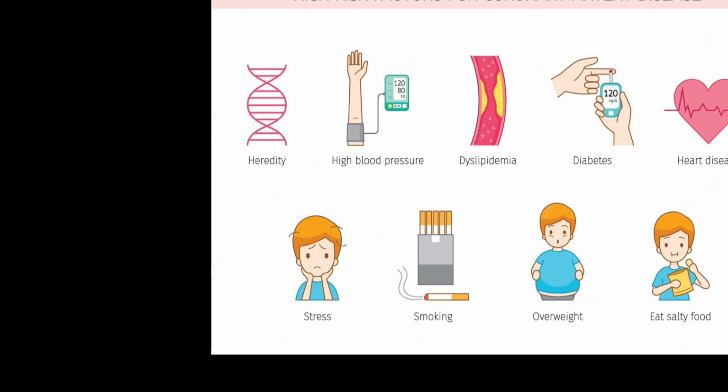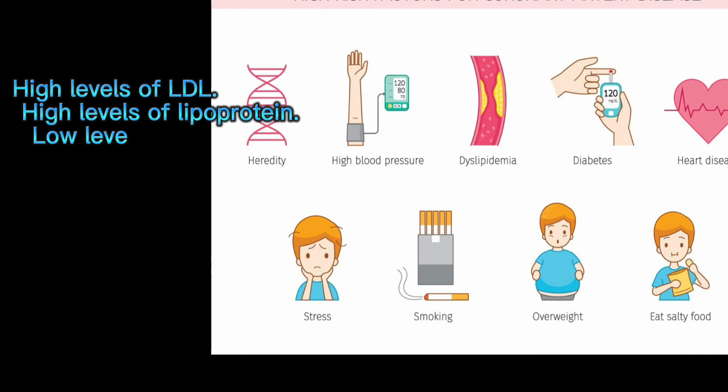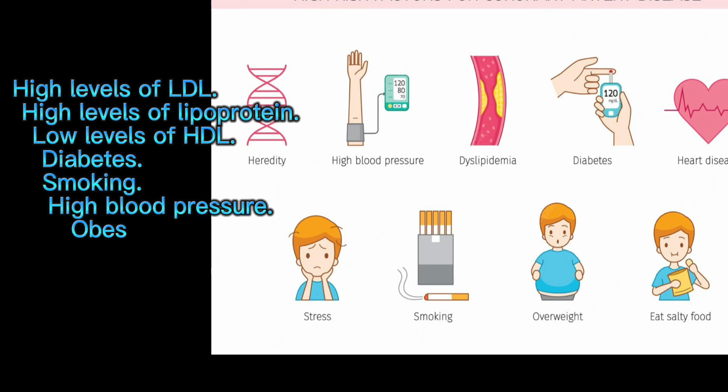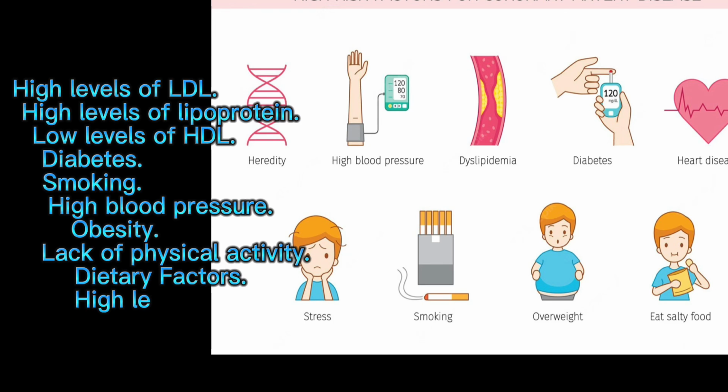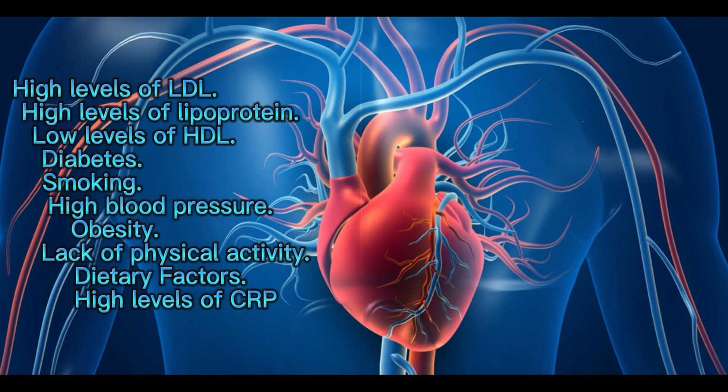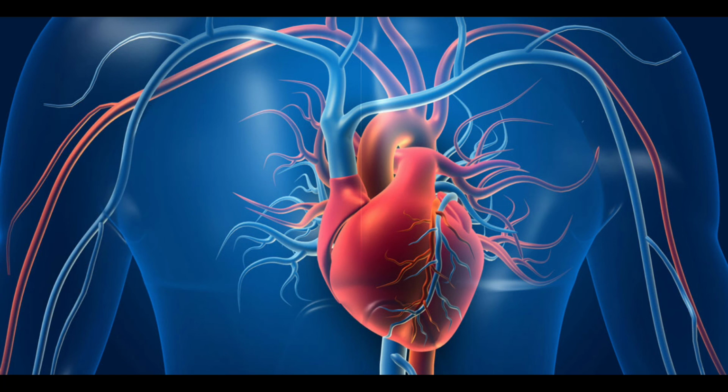Other risk factors for coronary heart disease can be changed or treated appropriately. These factors include high levels of low-density lipoprotein, LDL, cholesterol in the blood, see dyslipidemia, high levels of lipoprotein A in the blood, low levels of high-density lipoprotein, HDL, cholesterol in the blood, diabetes, smoking, high blood pressure, obesity, lack of physical activity, dietary factors, high levels of C-reactive protein, CRP, in the blood.